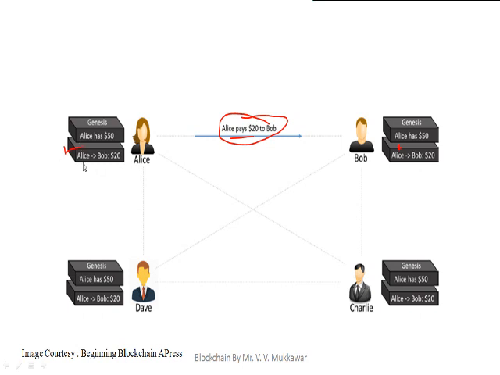So the same copy will be available with Bob, with Charlie as well as with Dave. And this is known as the public ledger. A transaction may be done by a single node, but its result will be reflected in the copies of all the nodes available inside of a network. So that is known as the public ledger.